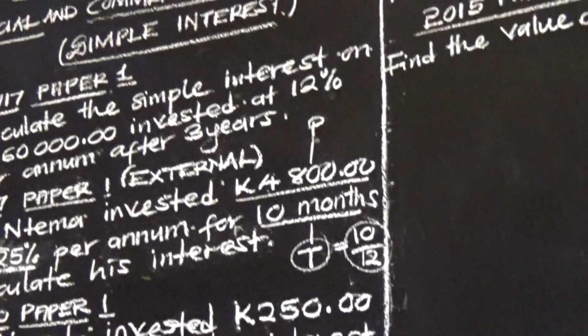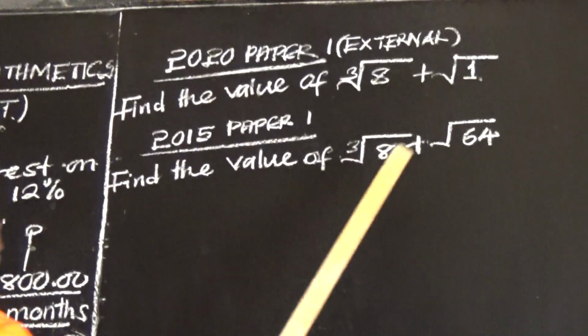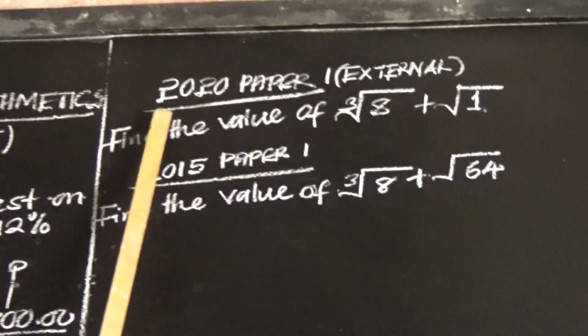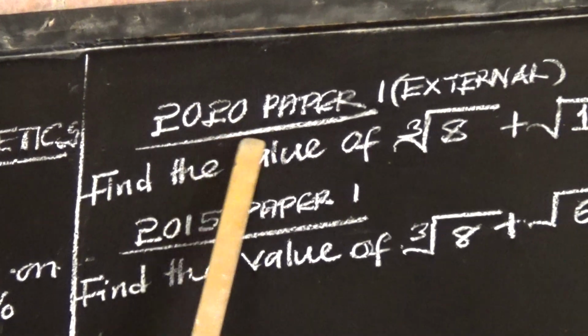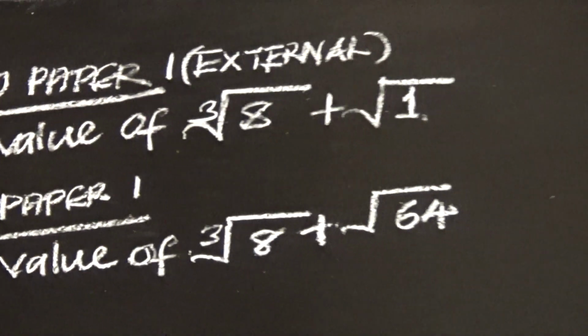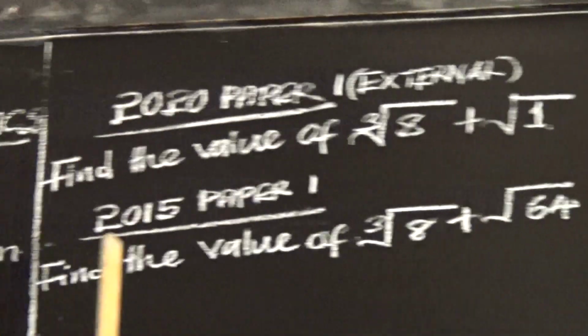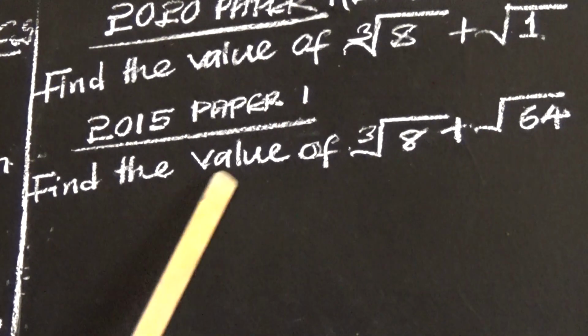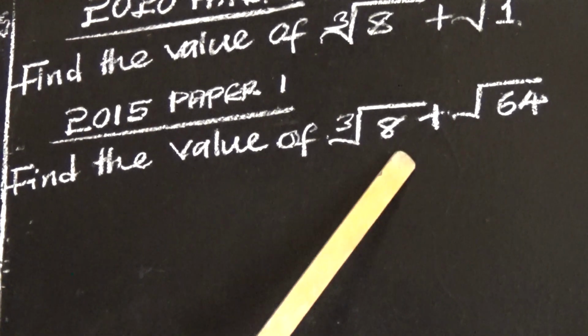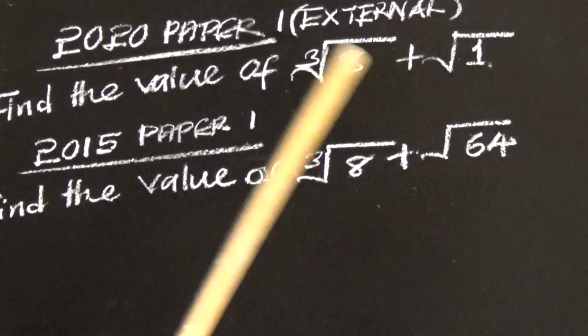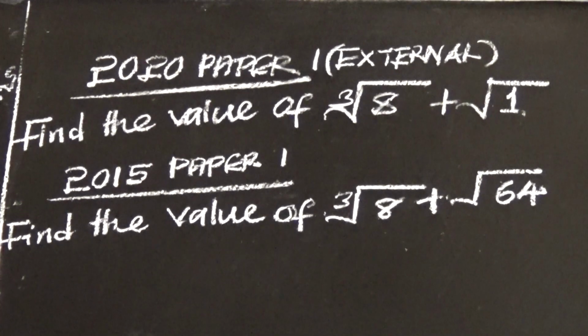Okay, so now let us look at these two questions. First one is 2020 paper 1 external. It's saying find the value of the cube root of 8 plus the square root of 1. Then 2015 is saying find the value of the cube root of 8 plus the square root of 64. So you guys, these are simple questions.